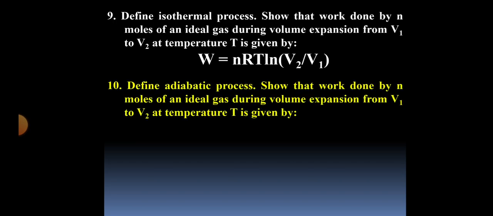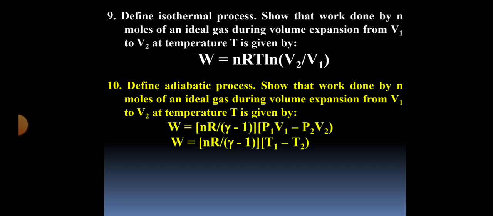Question number 10, define adiabatic process. In an adiabatic process, the heat content of the process remains the same. Show that the work done by n moles of an ideal gas during volume expansion from V1 to V2 at temperature T is given by this expression. This may be like this. So we have to derive the expression for work and also remember this expression for solving numericals.